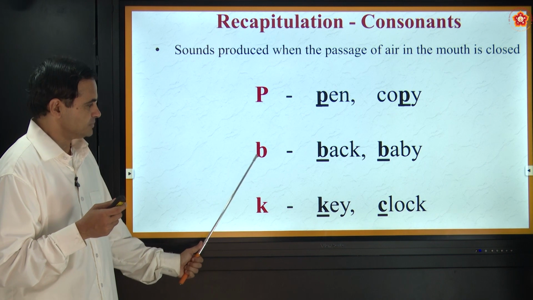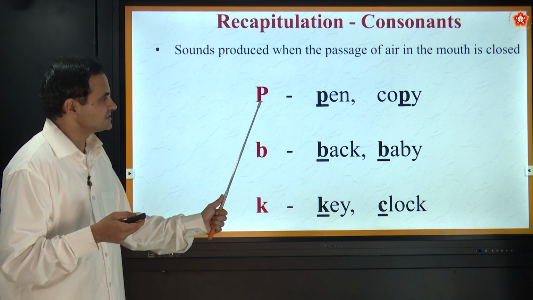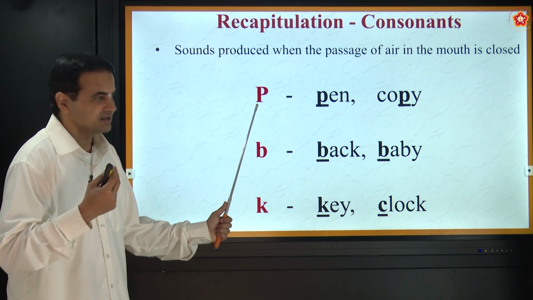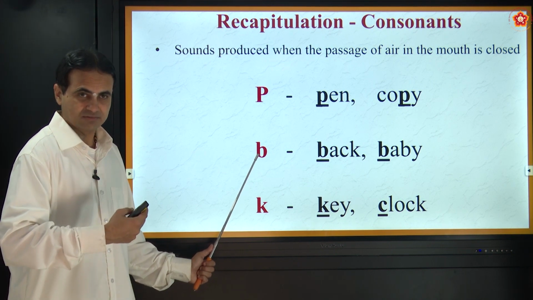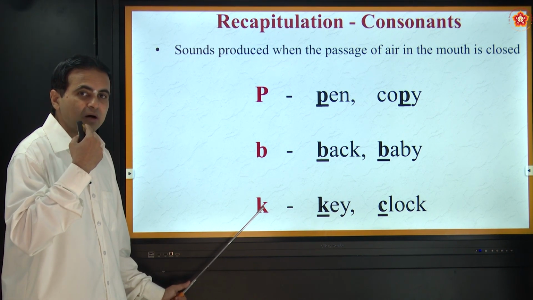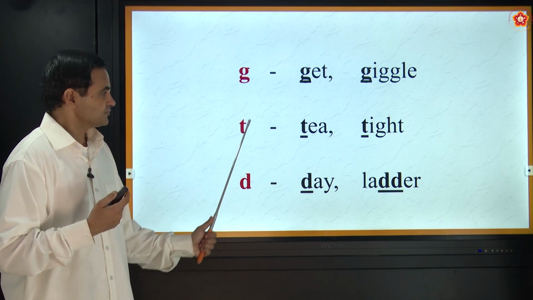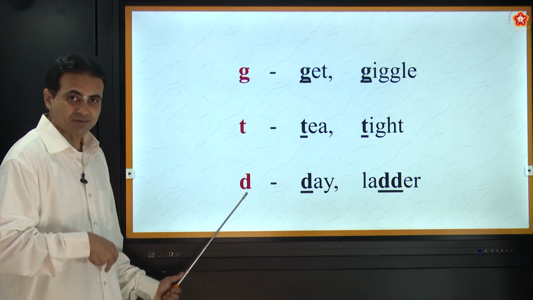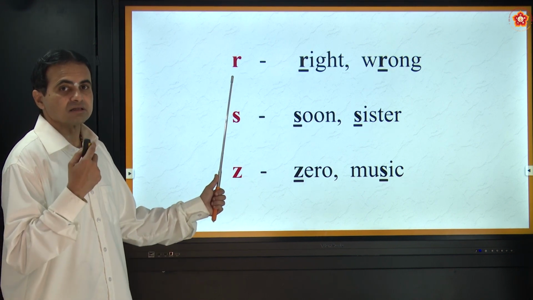P, B, K, G. Also, please observe that most of these sounds, one is emanating from the lips, outer lips here, P. The other one is coming from inside the stomach, B. The same thing from inside becomes B. Similarly here, K, it's coming from the mouth, whereas the next one, G, is coming from inside. So here also see, T is coming from the mouth. This is coming from inside, from the stomach, D.